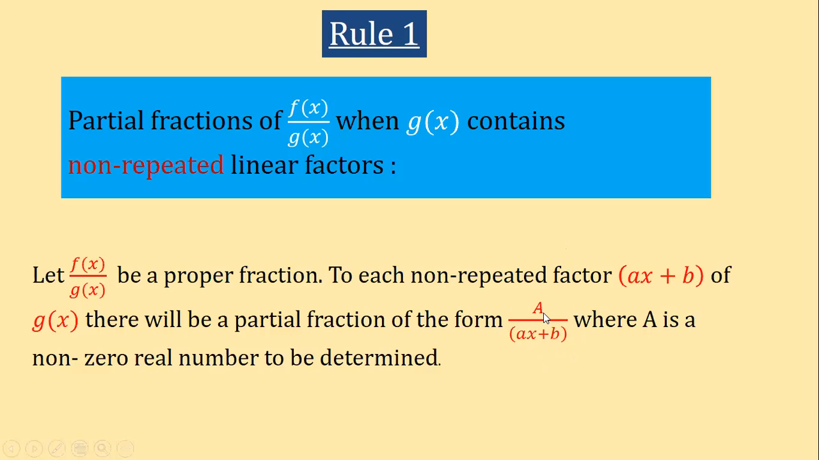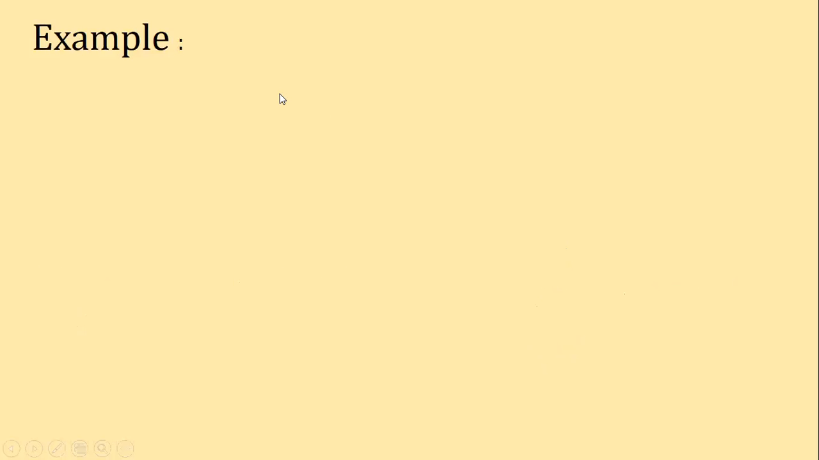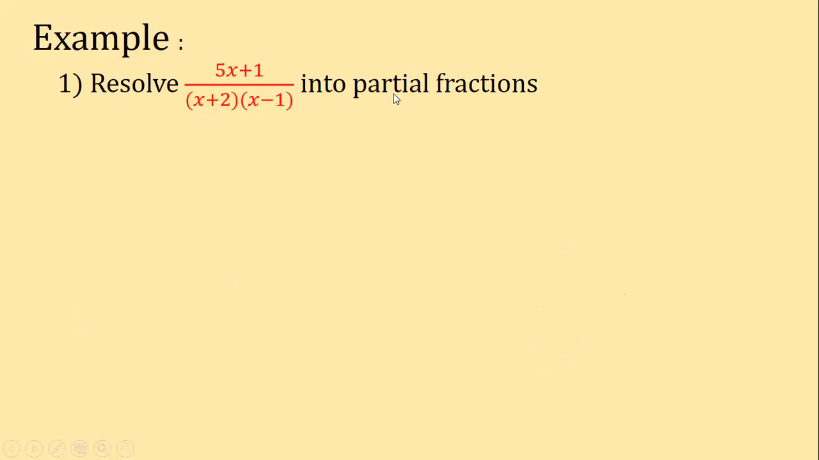Okay, so let us see here with an example. First example: resolve 5x plus 1 by x plus 2 into x minus 1 into partial fractions. So what is our fraction given to us? 5x plus 1 by x plus 2 into x minus 1. So this is our proper fraction given to us, to be resolved into partial fractions.